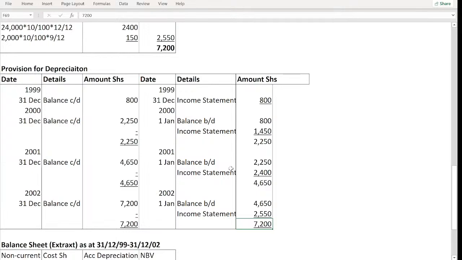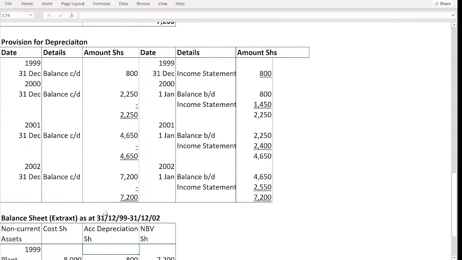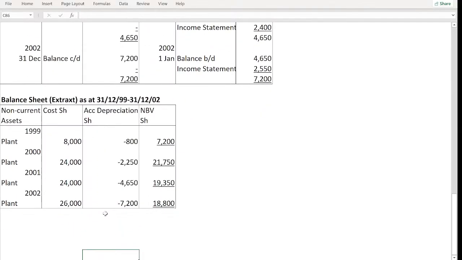Let's continue. So our last thing that we are being asked is to provide the balance sheet extract for the years 1999 all the way to 2002. So for the balance sheet extract, these are non-current assets. So we are going to write the non-current asset. We have the cost, the actual cost, accumulated depreciation, and the net book value after we have subtracted this.